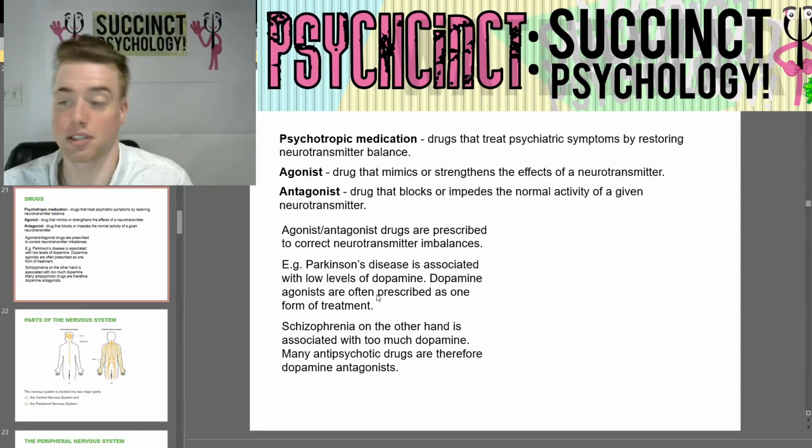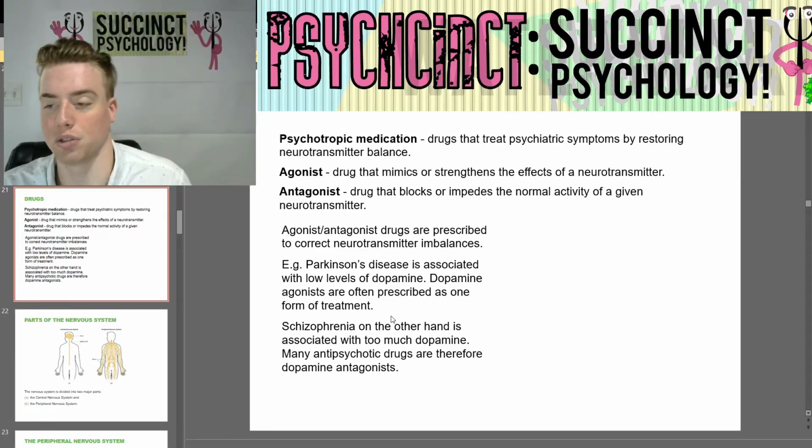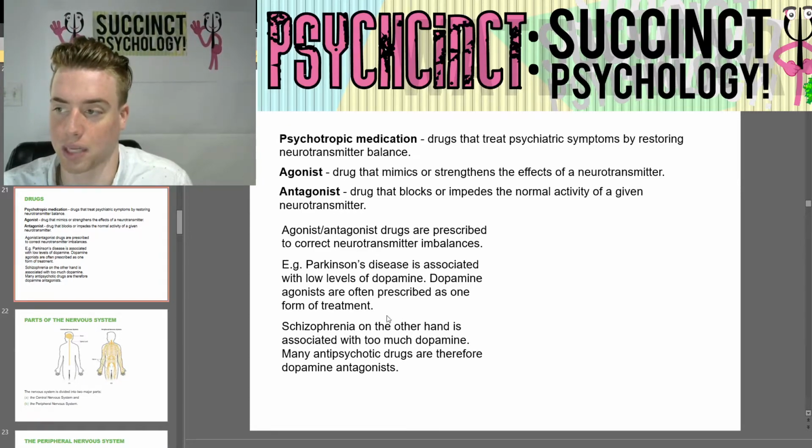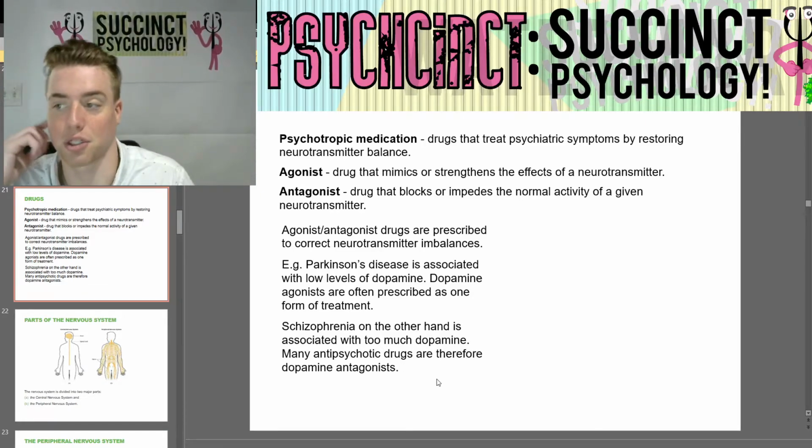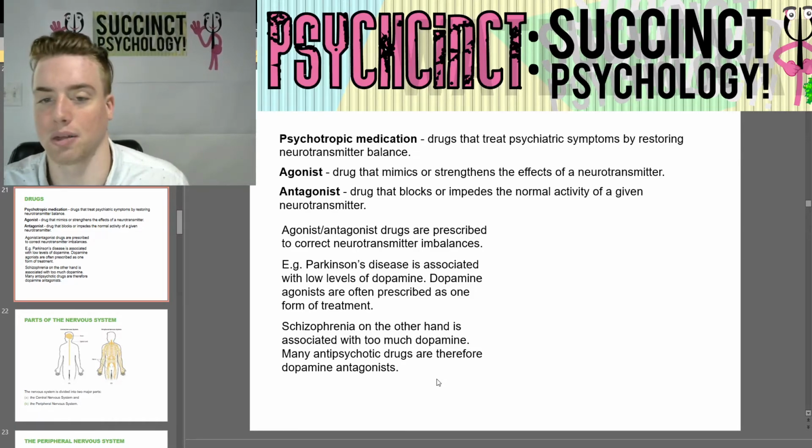For example, Parkinson's disease is associated with low levels of dopamine. Dopamine agonists are often prescribed as one form of treatment. Again, dopamine is mood, sleep, and learning, so it's trying to strengthen the effect of the dopamine. Schizophrenia, on the other hand, is associated with too much dopamine. So many antipsychotic drugs are therefore dopamine antagonists. They're trying to impede the normal activity of that dopamine neurotransmitter because there's too much of it.